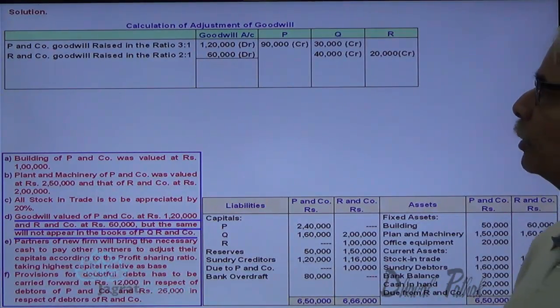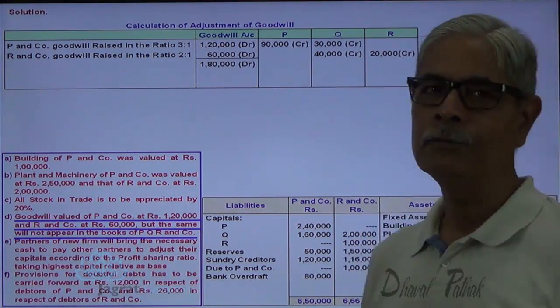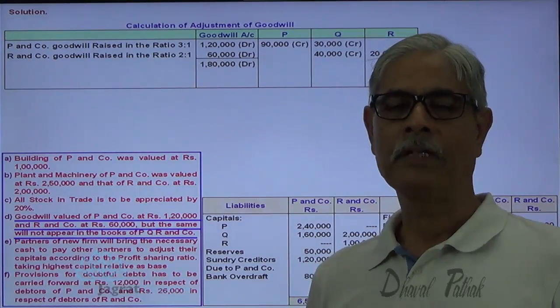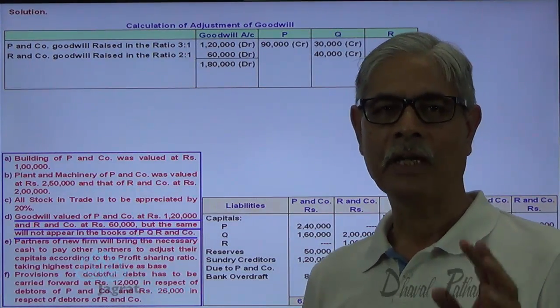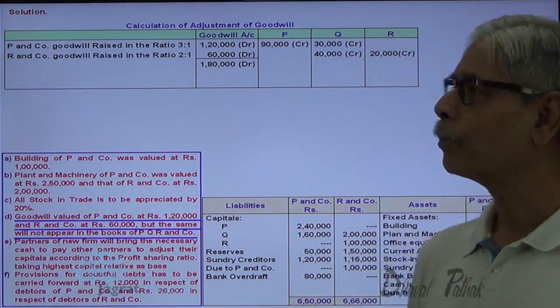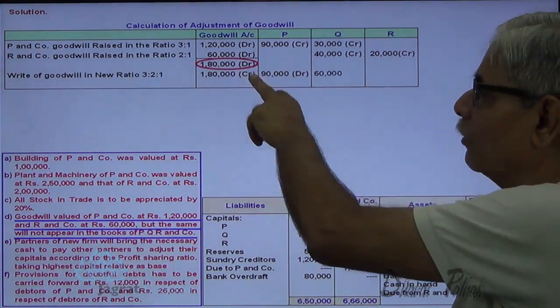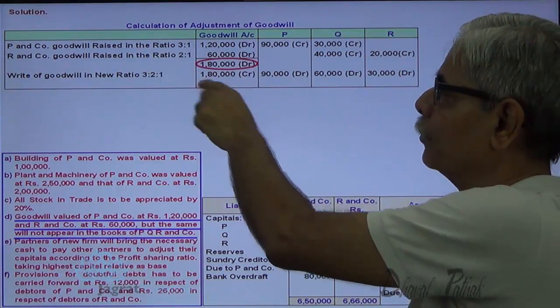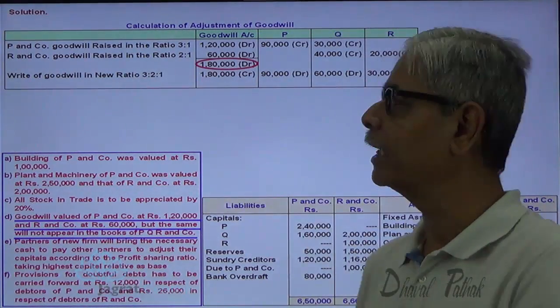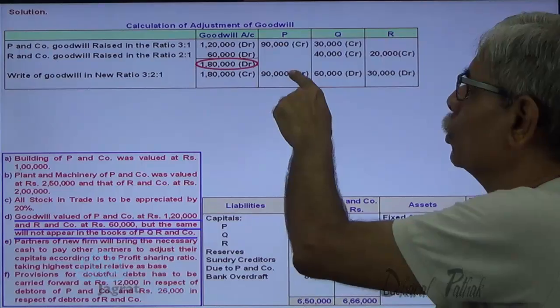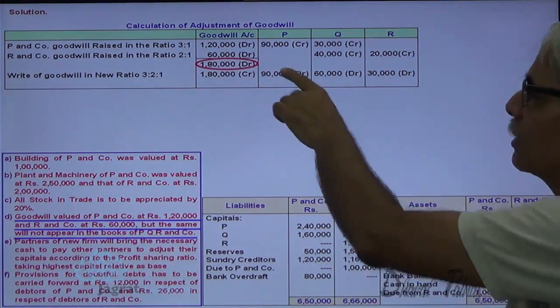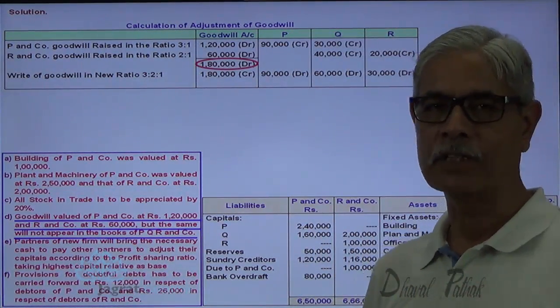Now goodwill is not to be shown in the balance sheet. So this goodwill will be written off in the new profit sharing ratio in the amalgamated firm. So 1,80,000 is to be written off. When you write off 1,80,000, it is credited, and it is written off in the new profit sharing ratio, that is 3:2:1. So 90,000, 60,000, 30,000 is the goodwill written off in the new profit sharing ratio.